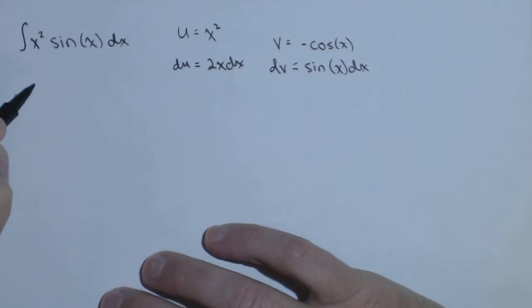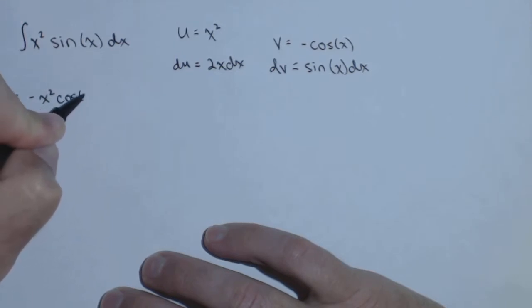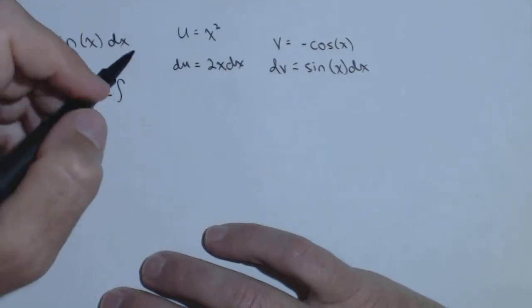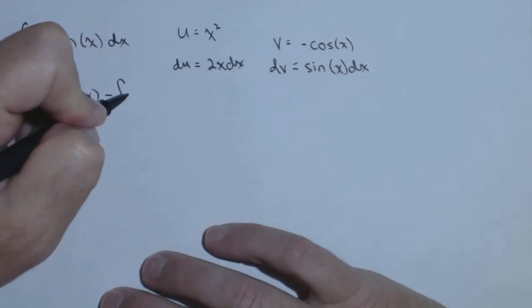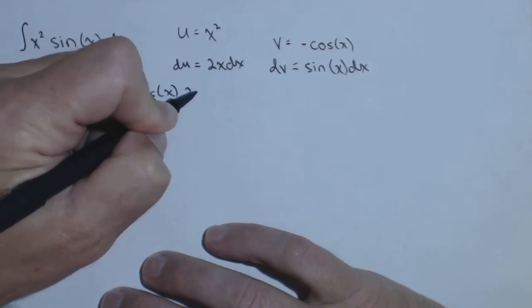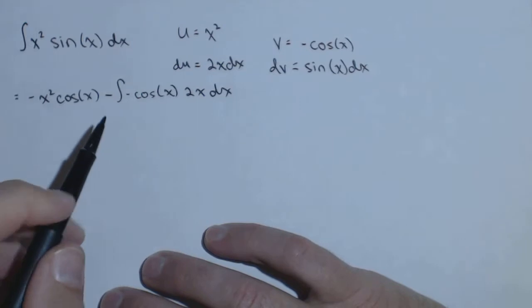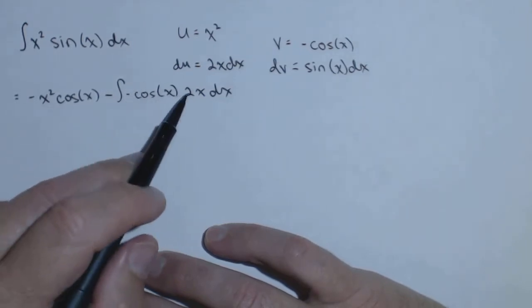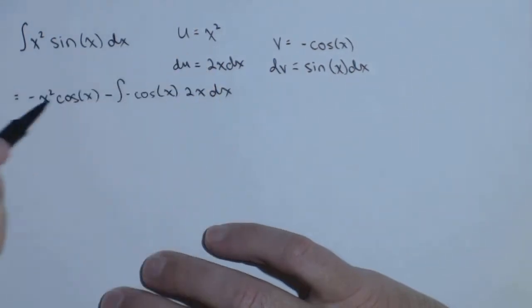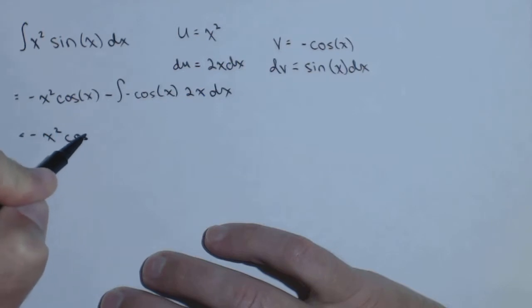So putting that together in our integration by parts, we have u times v, which is a negative x squared cosine of x minus the integral of v du. So that'll give us negative cosine of x 2x dx. Now what I'm going to do is clean up my constants here and pull them out and see where I'm at. So I have the negative x squared cosine of x.